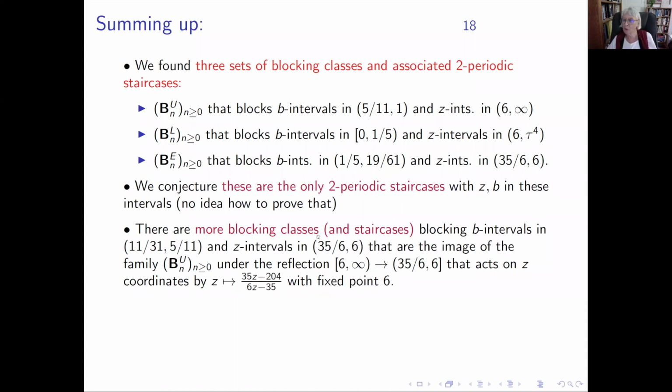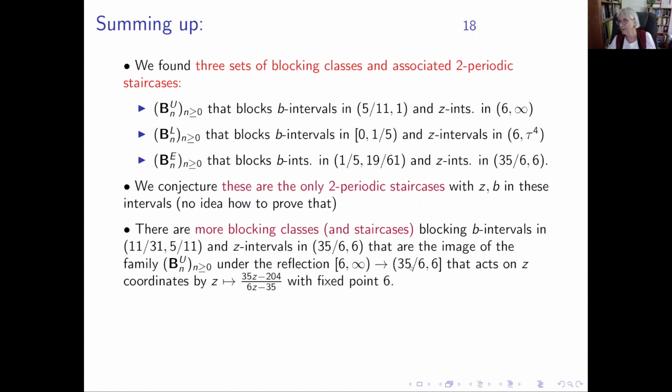But the claim is there are more blocking classes and staircases, blocking B intervals from 11/31 to 5/11. So that's a little bit less than this B interval. And the Z intervals are from 35/6 to 6. And these staircases are meant to be, you've got this reflection, which is given by this formula here, which fixes 6, you can check, takes infinity to 35/6, and fixes Z. And so all the staircases which live for these Z values actually reflect the staircases with these Z values.